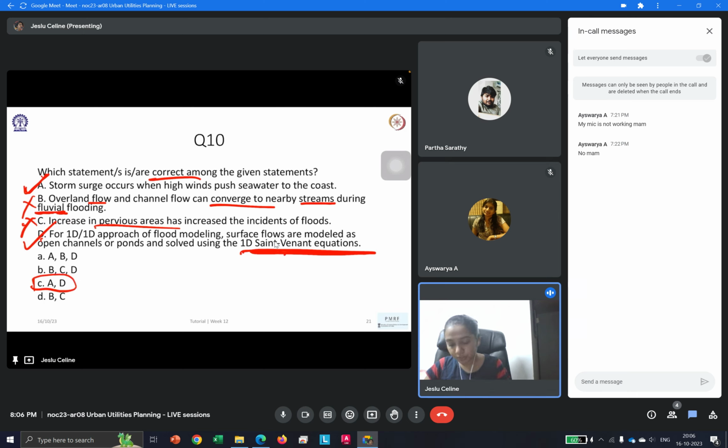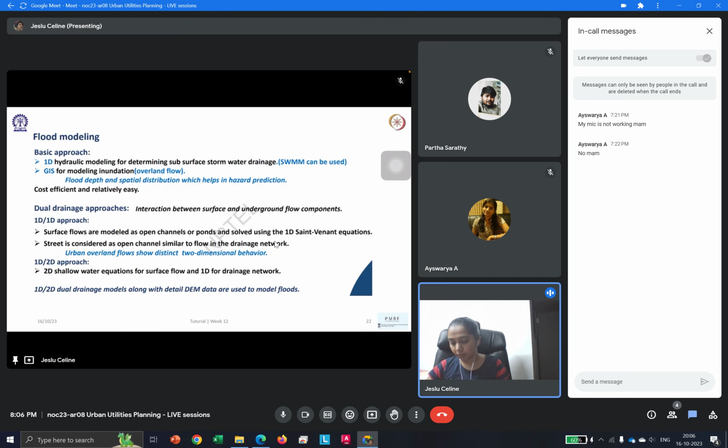If it was 2D, which equation would we be using? If it is a 2D approach, we use shallow water equations, and for 1D, we go for Saint Venant equations. So this you can remember: 2D uses shallow water, and 1D uses Saint Venant equations. Then is there anything else? No, that's all. The others were easy.